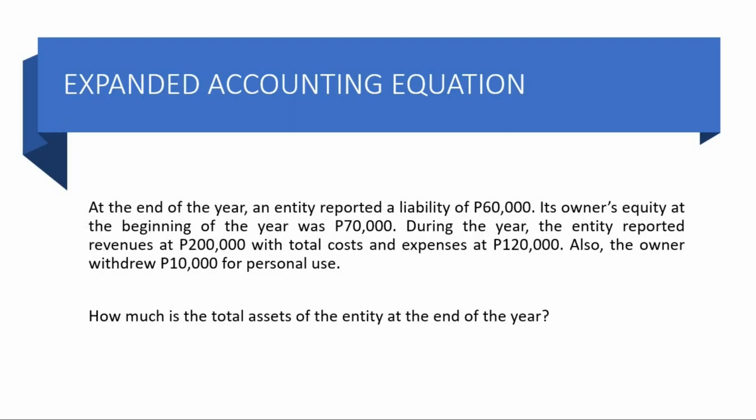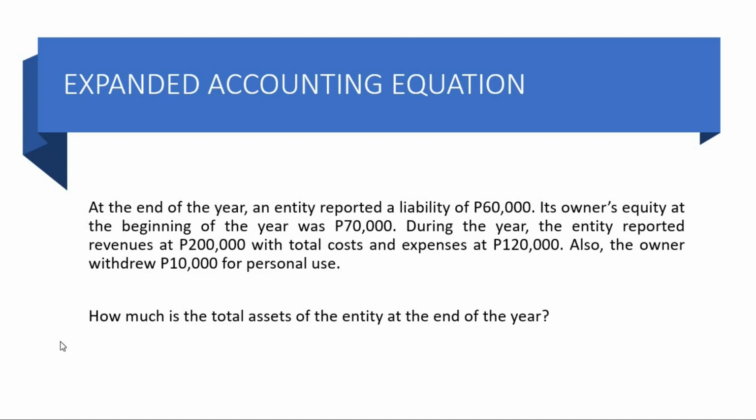So, just to illustrate the expanded accounting equation, let's have this illustration here. For example, at the end of the year, an entity reported a liability of 60,000. Its owner's equity at the beginning of the year was 70,000. During the year, the entity reported revenues of 200,000, with a total cost and expenses of 120,000. Also, the owner withdrew 10,000 pesos for personal use. Yung question niya, how much is the total assets of the entity at the end of the year?